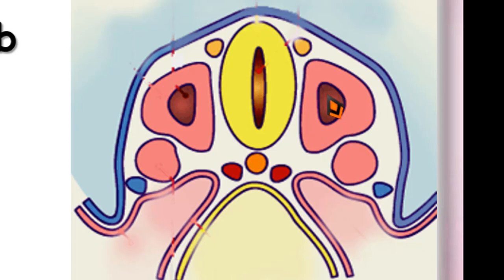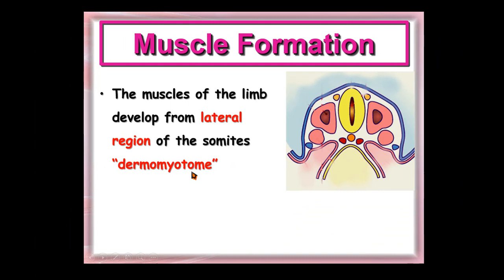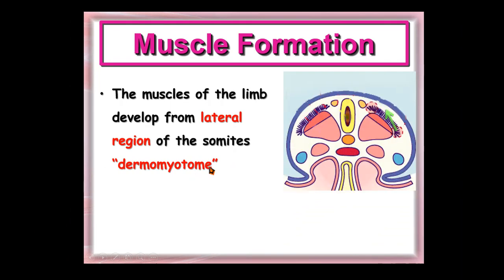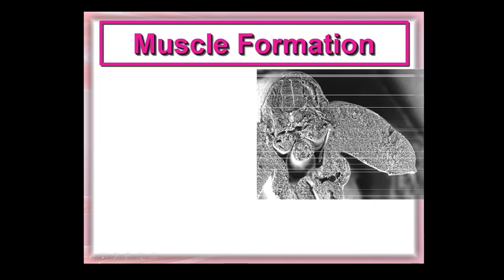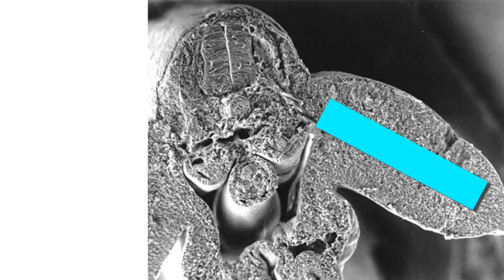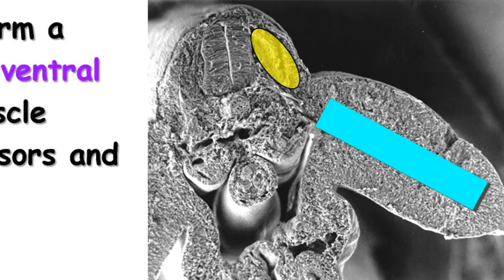These are the somites. They divide into two parts: ventromedial and dorsolateral. So the muscles of the limb develop from the lateral region of these somites. These are the dermomyotome regions. Again, this is a section in the limbs. The blue bar here represents the bones or the skeleton and should be covered by the muscles. So the myoblasts here come from the lateral part of the somites, or the dermomyotomal part of the somites.